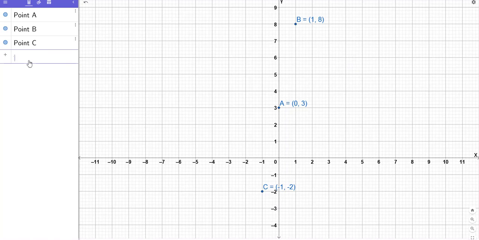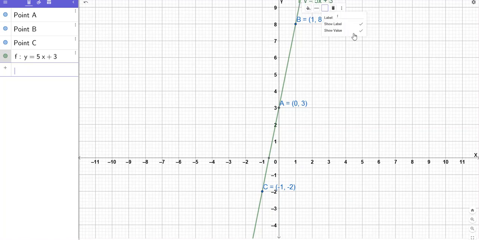So it is y is equal to 5x plus 3. So this is the graph, and the equation is y is equal to 5x plus 3. This is how we'll solve this question, and hence it is solved. Go through it.